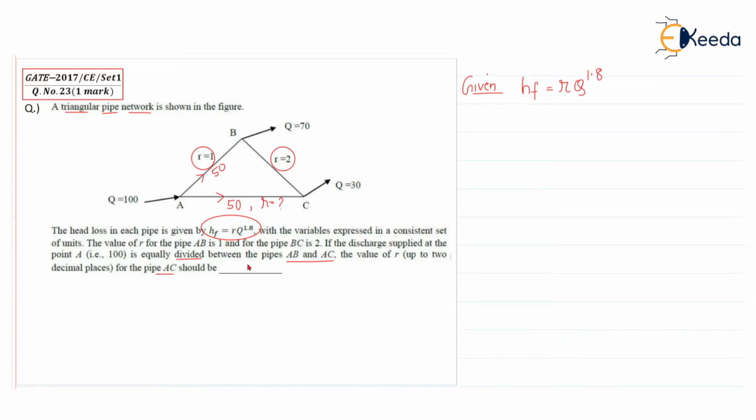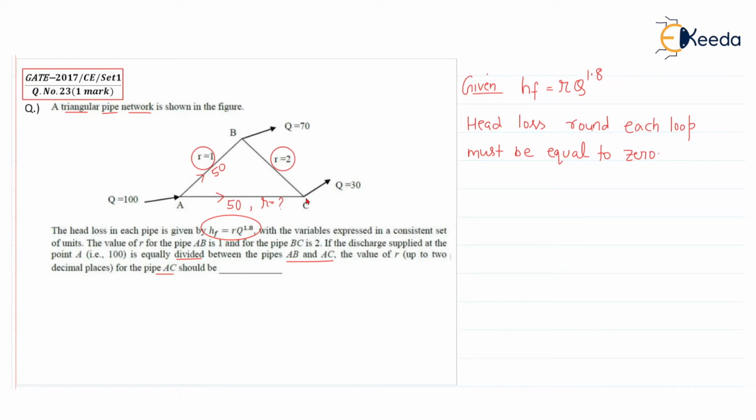This is the question. So we know the concept that head loss around each loop must be equal to 0. This is the concept. So first of all, we'll apply the continuity equation. So 100 is coming here, so divided into AB and AC equally 50-50, that's correct.